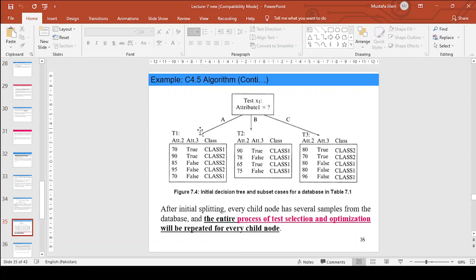Attribute 1 had three values, three categories or subcategories, like A, B, C. When we split, we had 5 samples under A, 4 values under B, and 5 values under C. It's a very small data set, just to explain how the algorithm runs and how to implement it on paper. But in real life you will not have such a small data set.